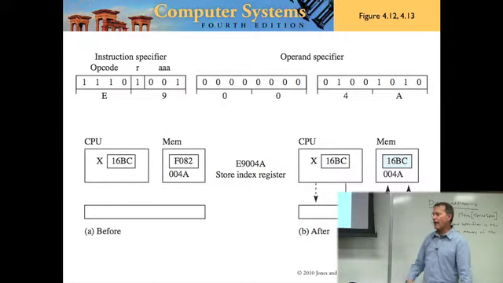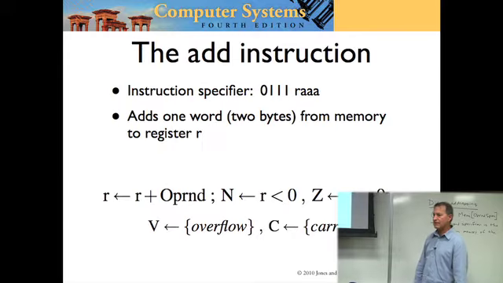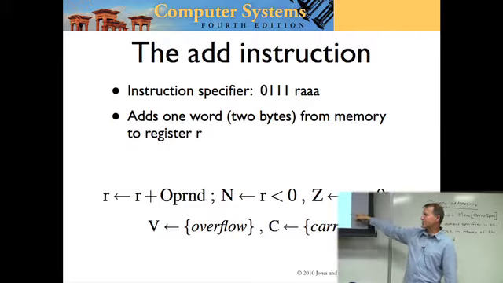Now, how do you do an addition in Pep/8? Well, with the what? With the add instruction. Now, do you see? So it has an instruction specifier 0111, and then it's RAAA. And this adds 1 word from memory to register R, and it puts it in register R. Is this clear? So you see what is this specification down here called? RTL. RTL, and what does RTL stand for? Register translation language? No, you're close, but no cigar.